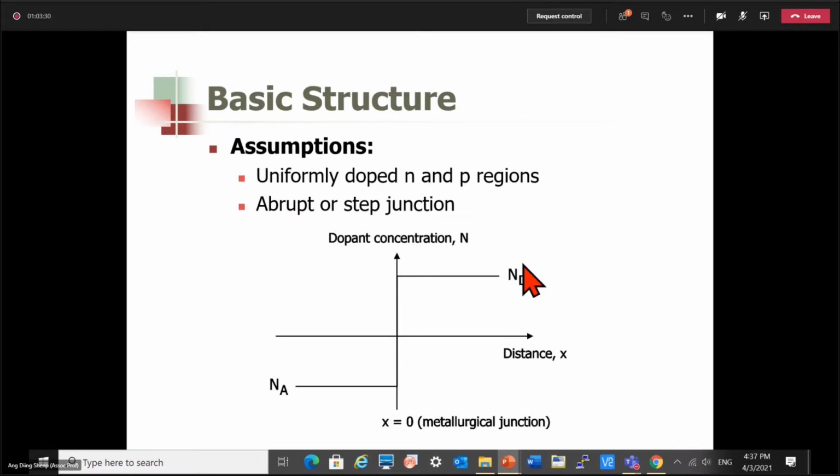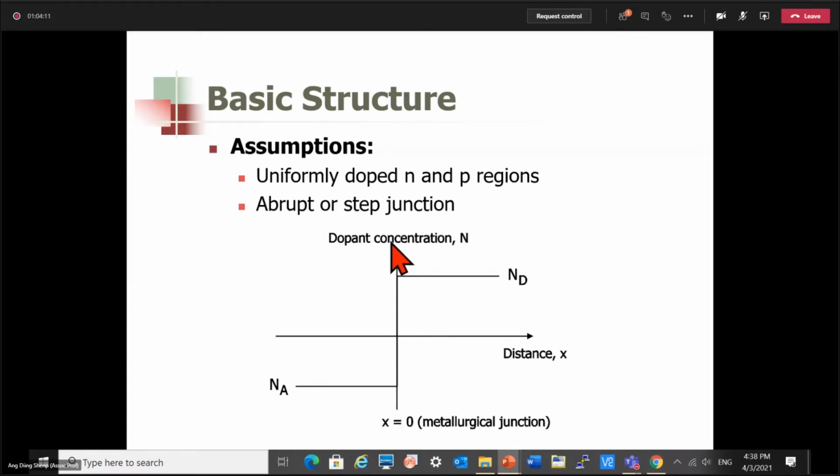Now, there are some basic assumptions that we're going to make to facilitate the discussion as well as to simplify the mathematics involved. Some of these assumptions sometimes are not valid in the real diode, right? Although the inaccuracy that results from making such assumptions is usually not severe. Okay. Now, what we are going to assume for the rest of our discussion is that the P and N regions are both uniformly doped, right up to the metallurgical junction.